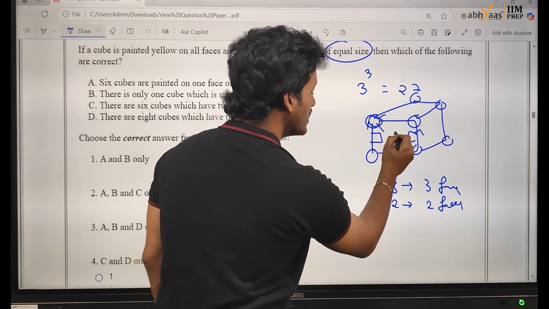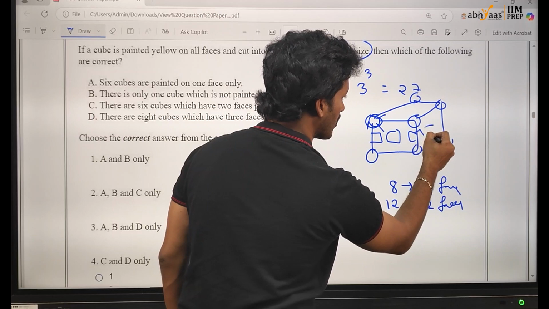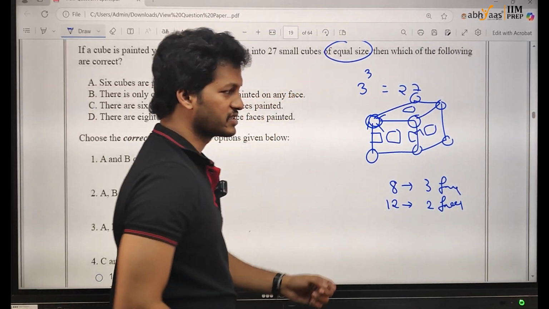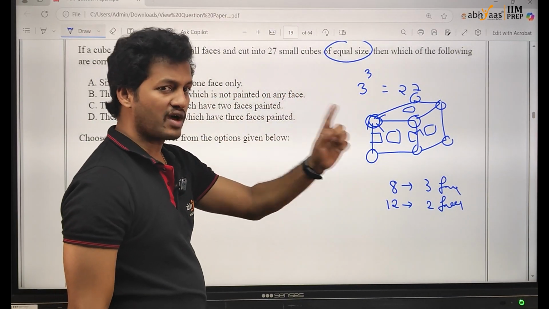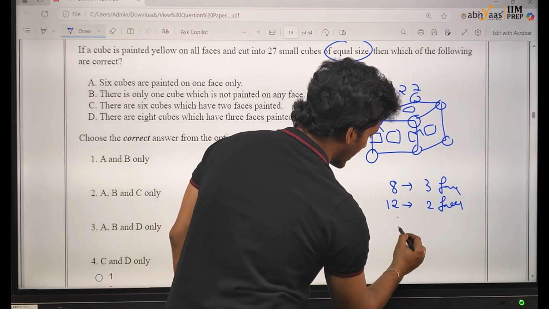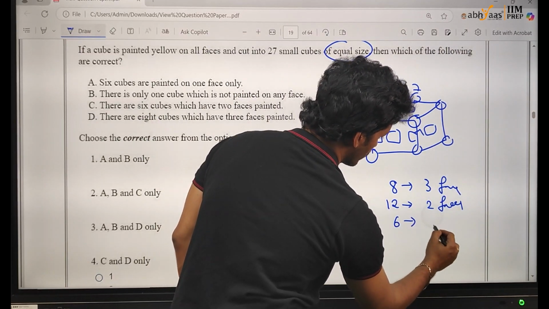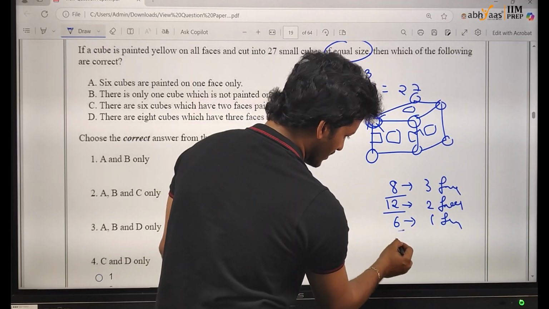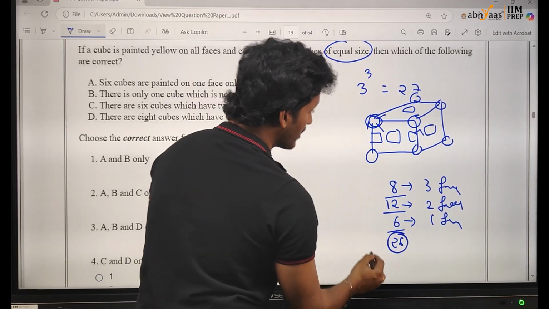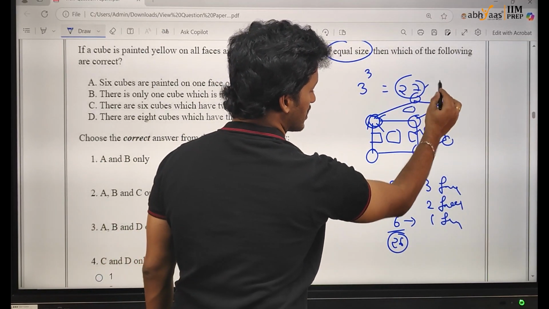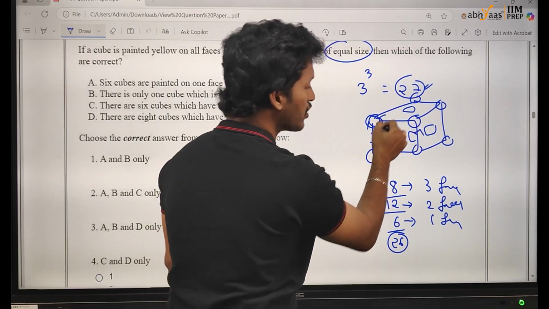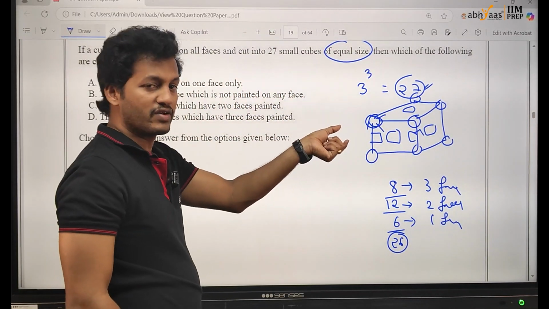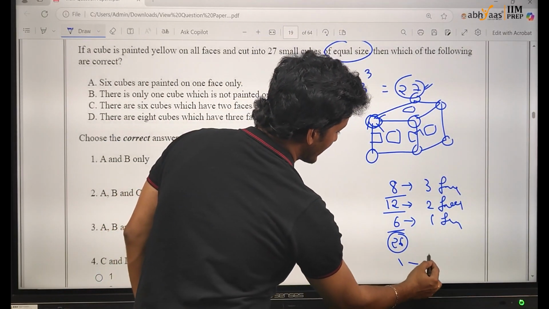And coming to the middle of the face, those have only 1 face painted, and like that we have 6 faces, 6 cubes which have 1 face painted. So total, how many? 8 plus 12 is 20, 20 plus 6, it's 26. But what about the remaining one, which is left here? It is in between the blocks, so it has no face painted.